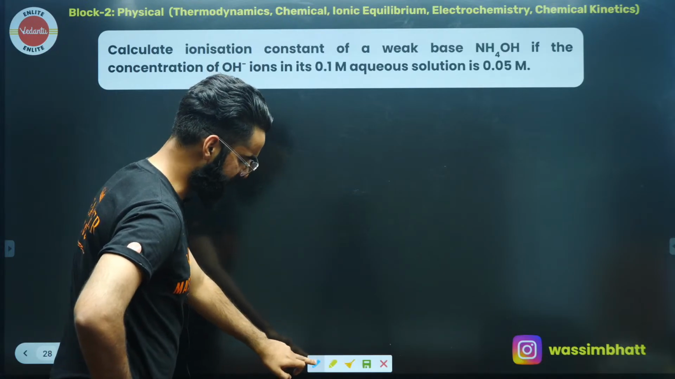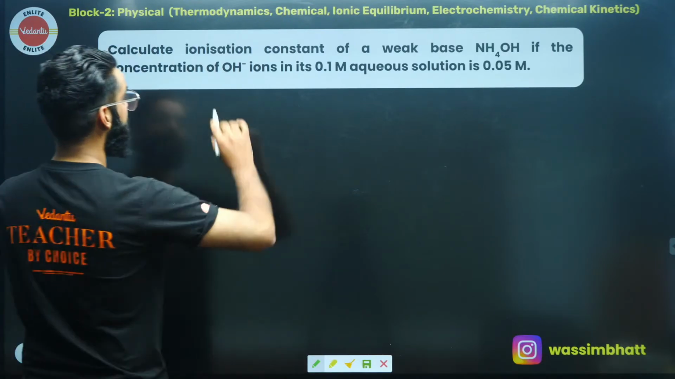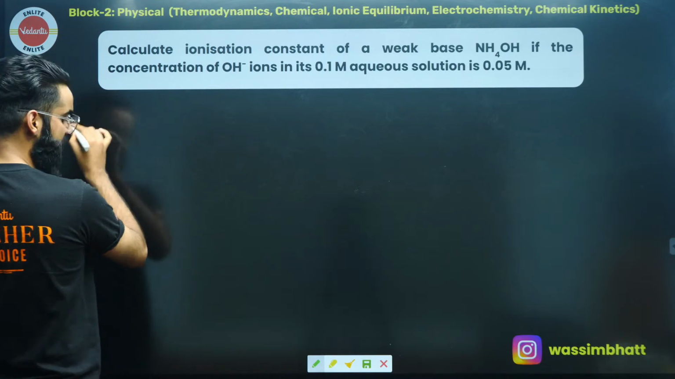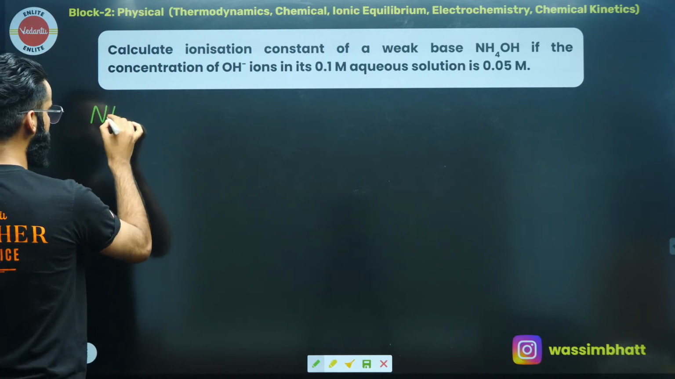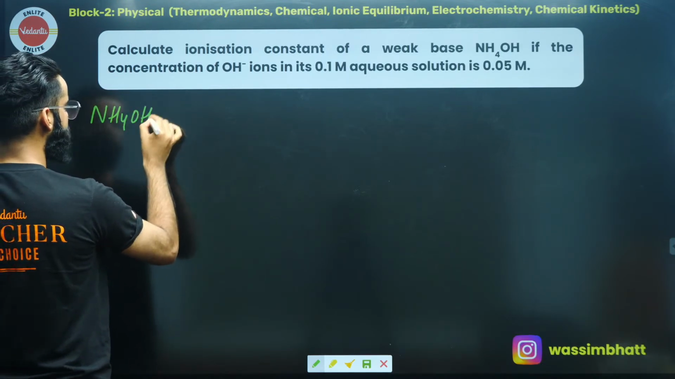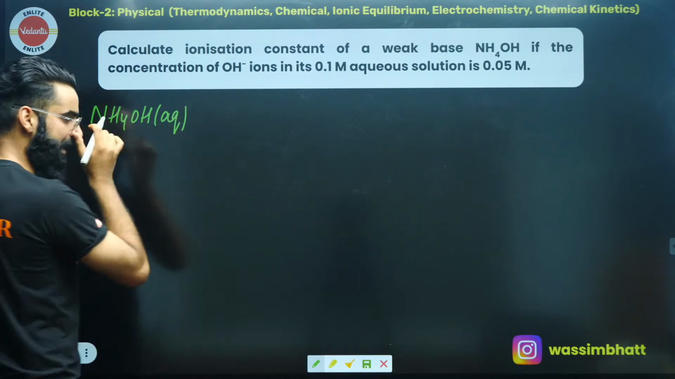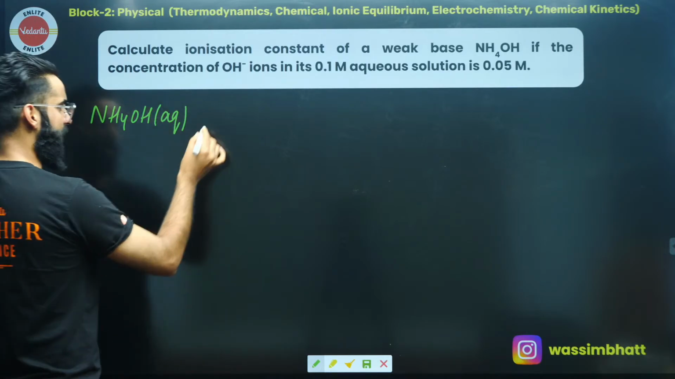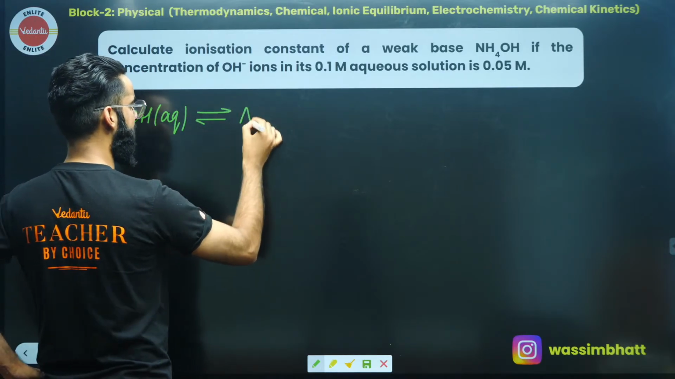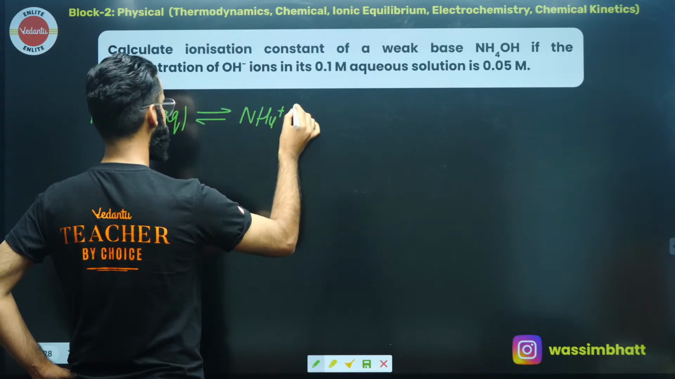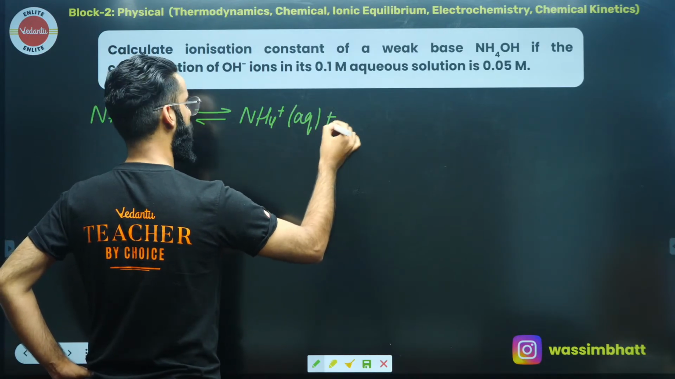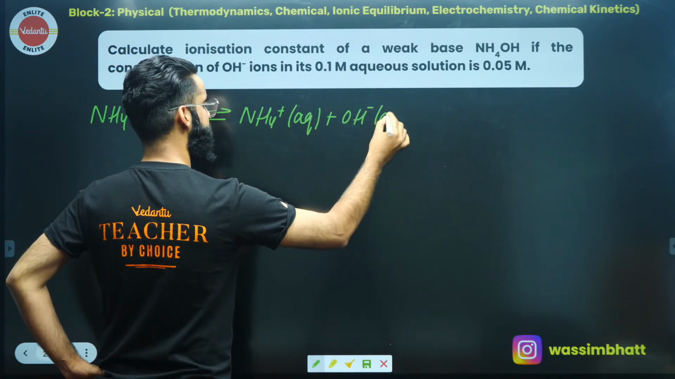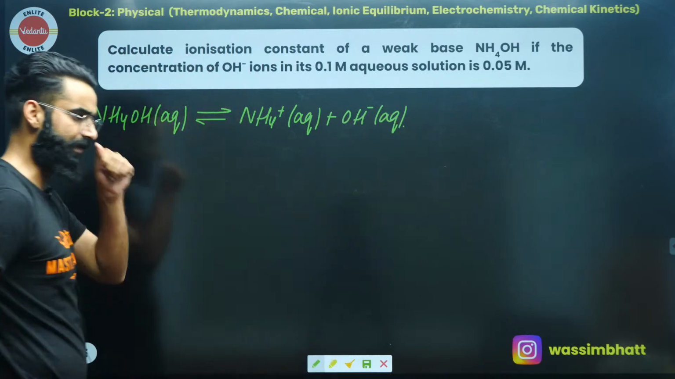See, it's again a very simple question. The question is something like this. Calculate the ionization constant of a weak base. So basically, I'm given a weak base, which is NH4OH aqueous, right? Since weak bases are again weak electrolytes, and you know, weak electrolytes always remain in equilibrium with their ions. So NH4OH would have dissociated as NH4 positive aqueous. With this, you'll be writing OH negative aqueous, right? This is first of all the reaction which you are going to write over here.